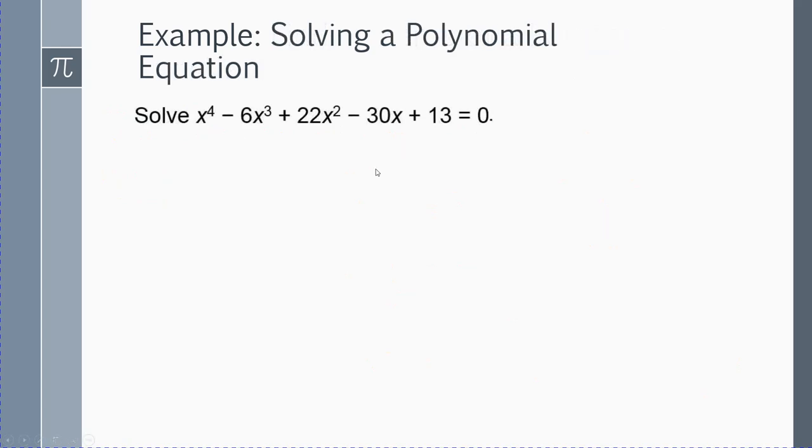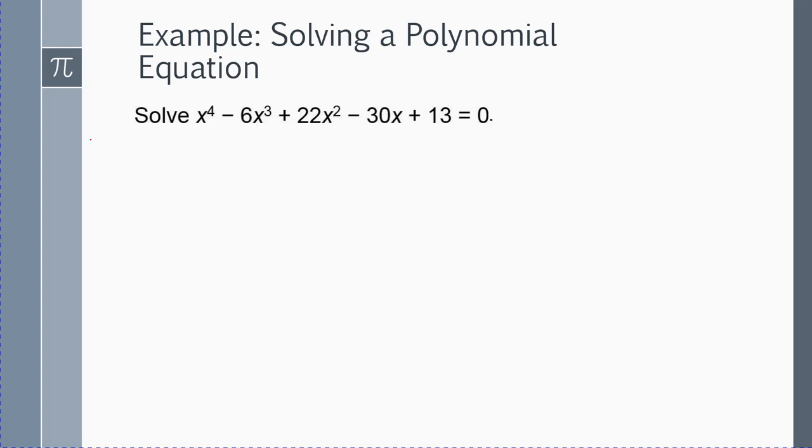All right, let's do a crazy one here. So let's do this. This will be our final example here. This is going to be a lot of steps that you're going to see, unfortunately. So let's solve this polynomial equation: x to the 4th minus 6x cubed plus 22x squared minus 30x plus 13 is equal to 0.